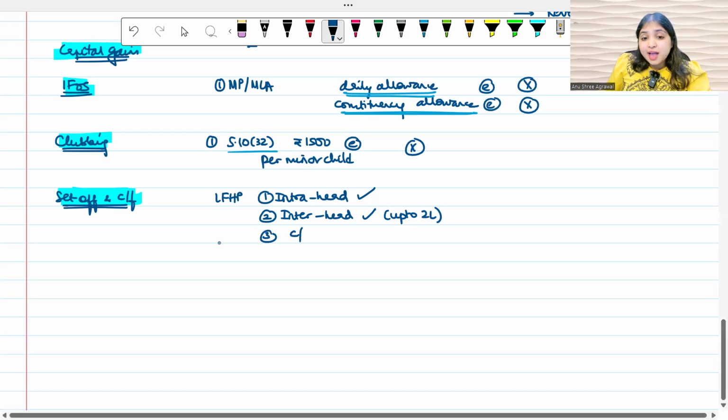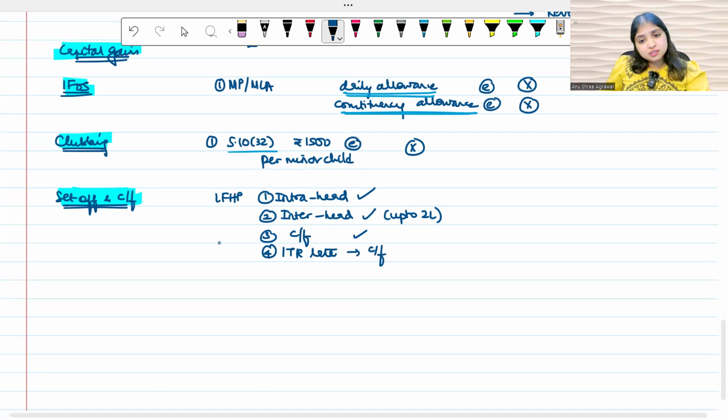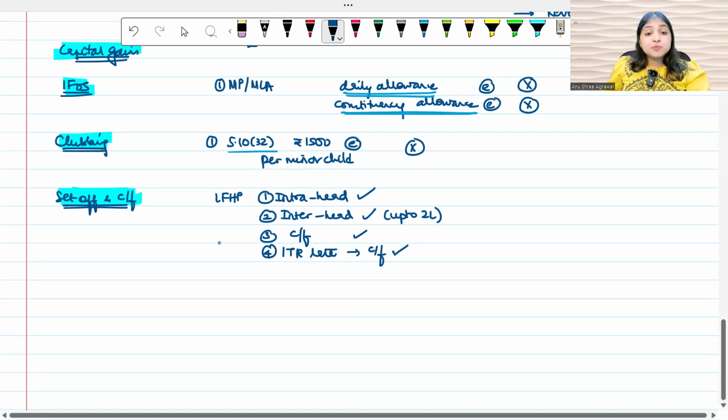Can the assessee carry forward the loss to the next year? Yes. What if the assessee has filed the ITR late? Then can the assessee carry forward the loss? Yes. Loss from house property, even if you file the ITR late, you can carry forward the loss. Right, guys? This is under the normal provisions.